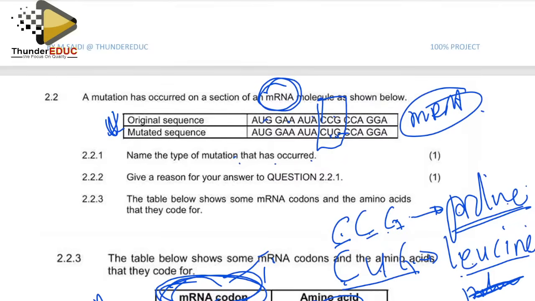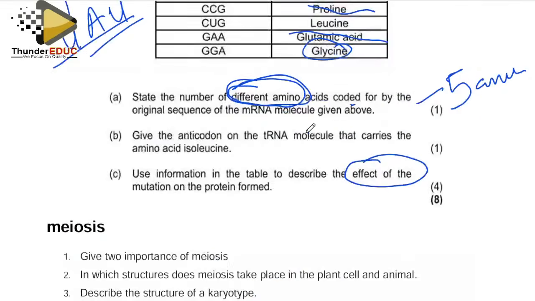You tell us which triplet was affected, and when it was affected, what was being coded for before it changed, and what is being coded for after changing. And then after that, you tell us whether the protein will change or not. So you have to compare the two and tell us what is really happening.